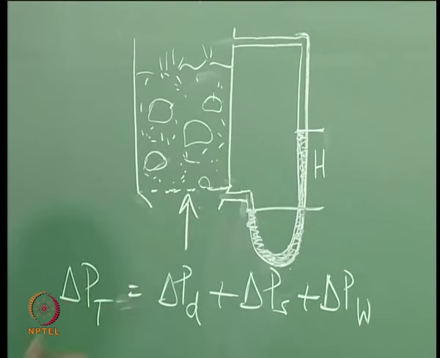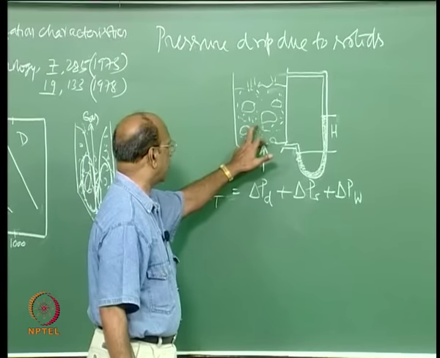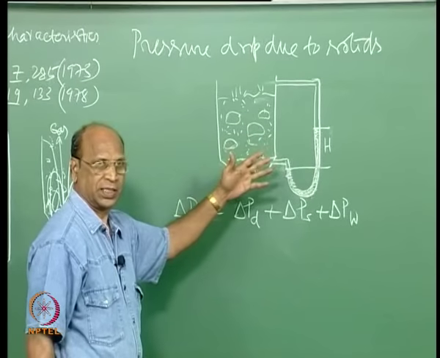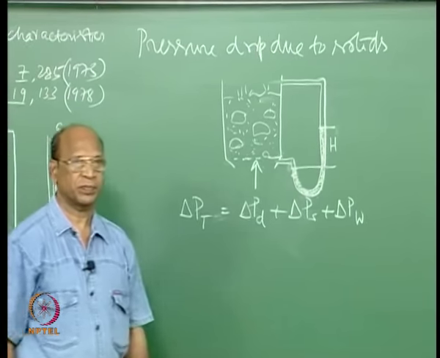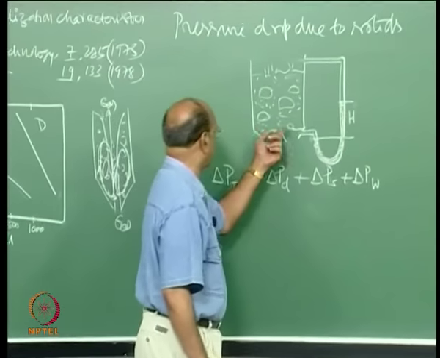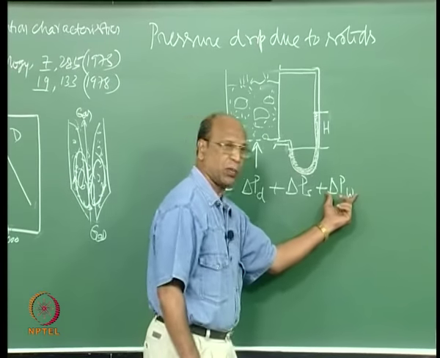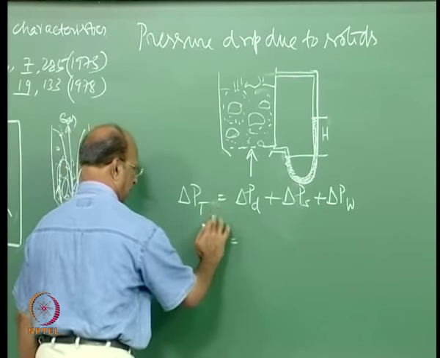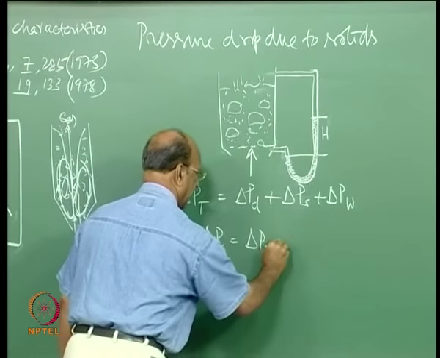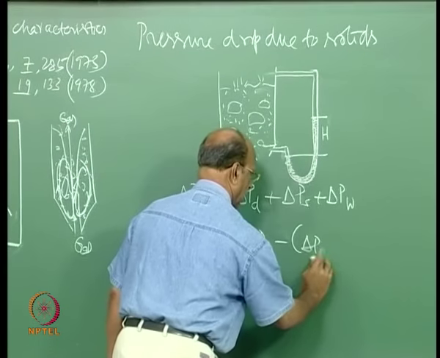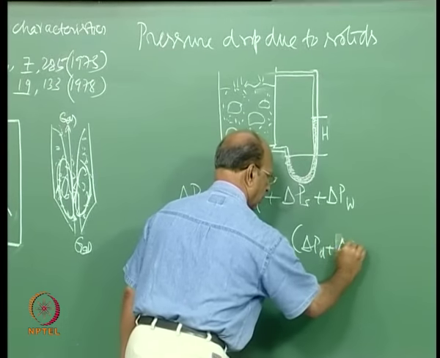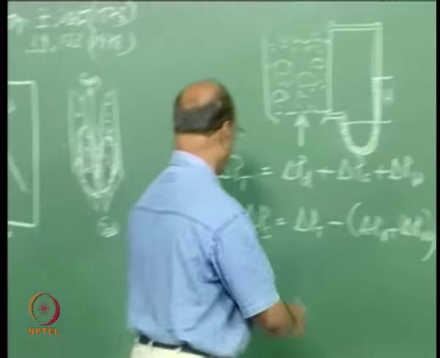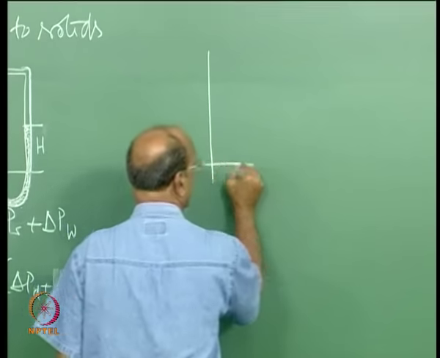Okay. So, what I do is before starting the experiment, that means before putting the solids inside this, I do the experiment for the same velocities, different velocities, without any solids. What do I get? I get the pressure drop due to distributor plate and also pressure drop due to wall. So, to get delta P s I subtract: delta P t minus delta P d plus delta P w.